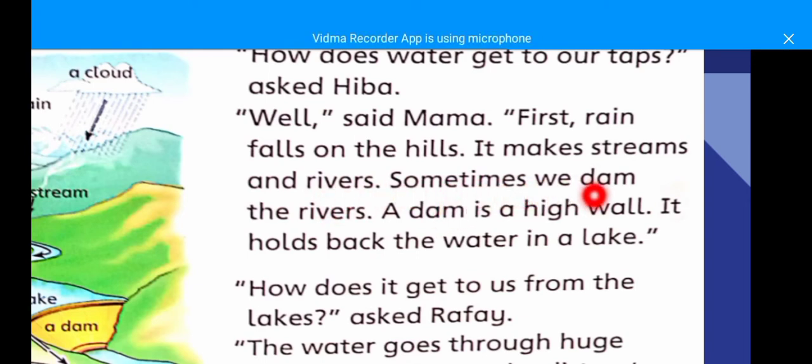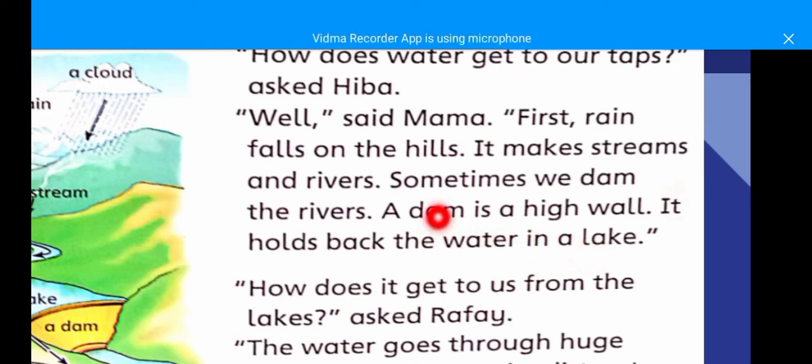Sometimes we dam the rivers. We dam the rivers means that we build dams on the rivers, or we dam the rivers means we block the rivers. A dam is a high wall. It holds back the water in a lake.